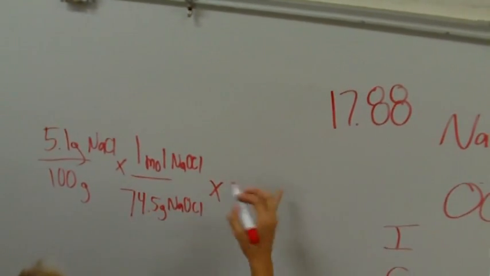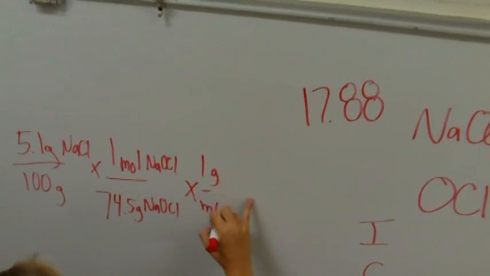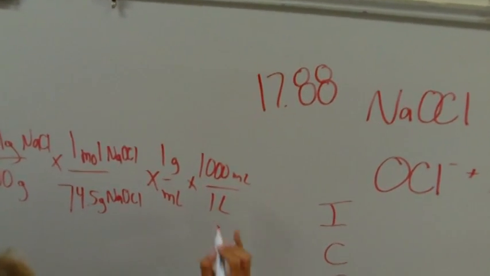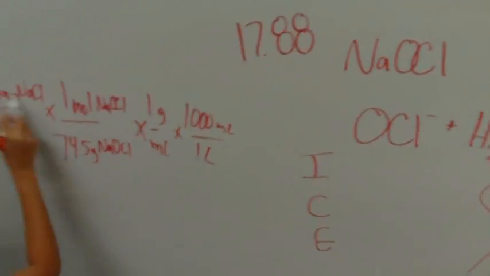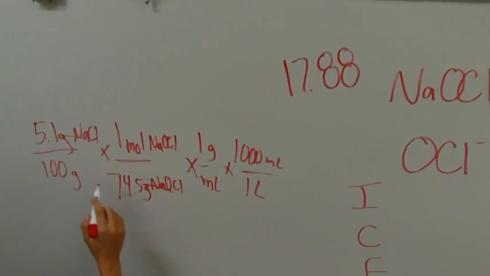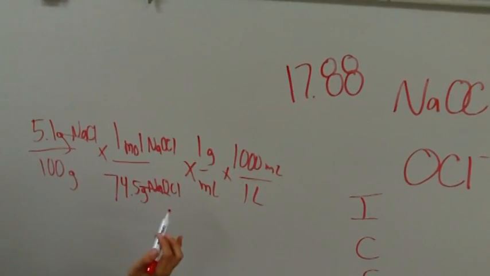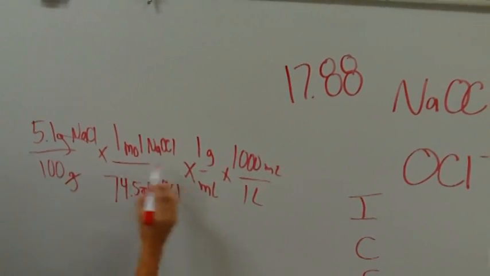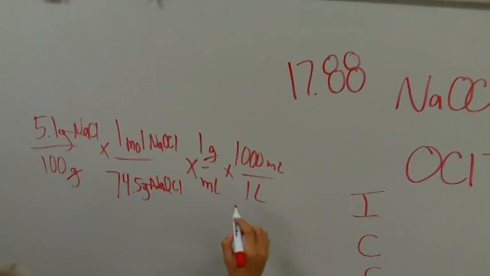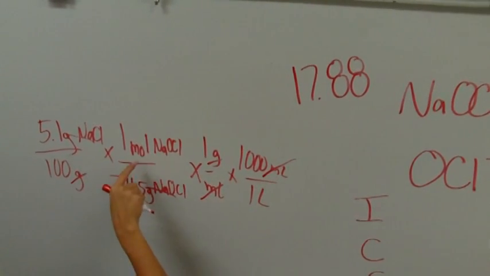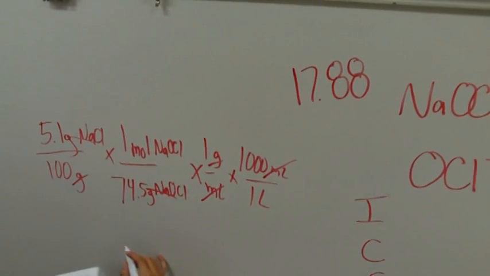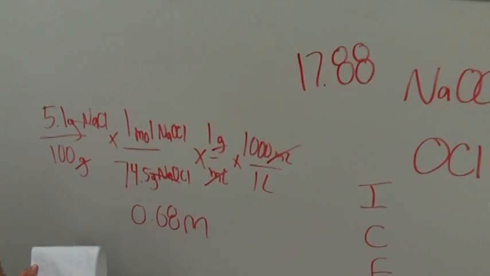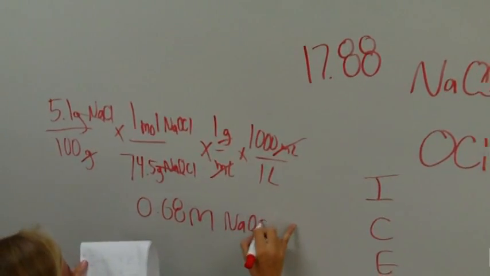Sodium hypochlorite. We're assuming the density is 1 gram per milliliter, and then there's, of course, 1,000 milliliters per liter. So our grams are going to cancel out, and we're going to end up with moles per liter, and this gram cancels that gram, and milliliters and milliliters cancel, so we end up with moles per liter, and we end up with 0.68 molarity of NaOCl.